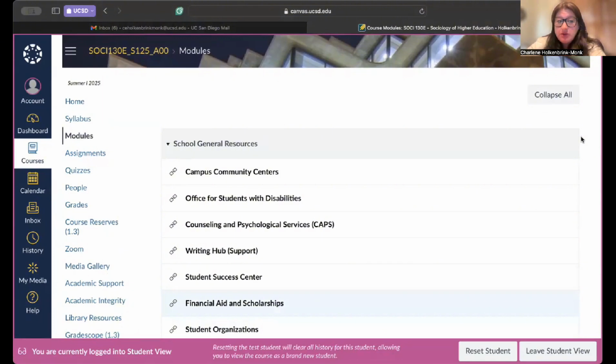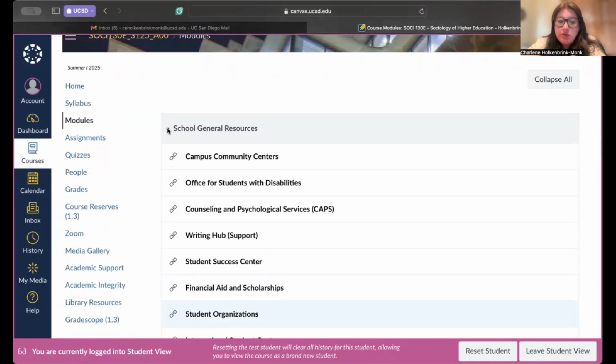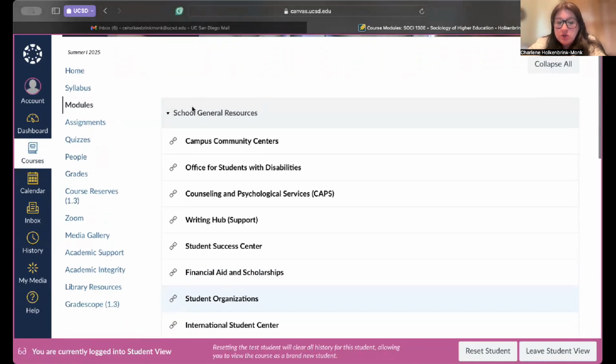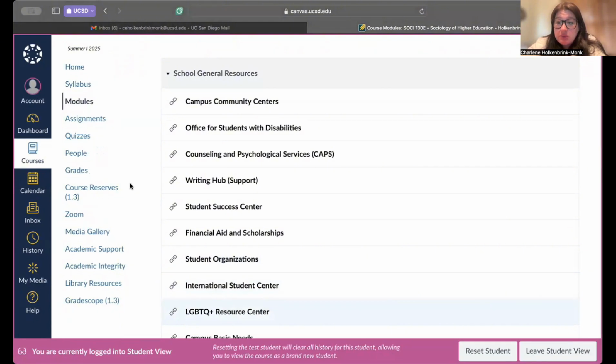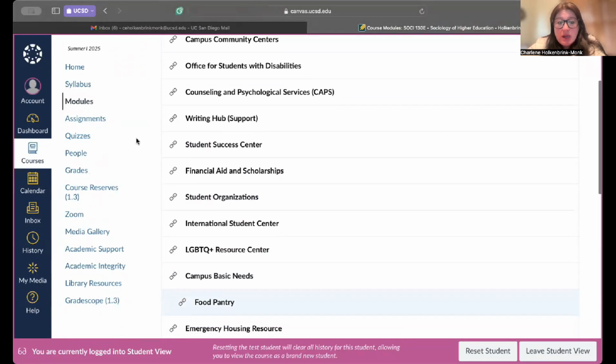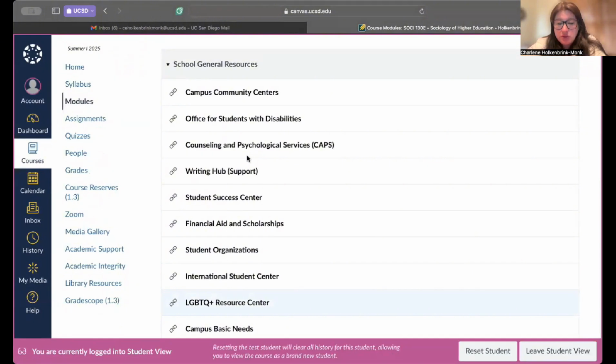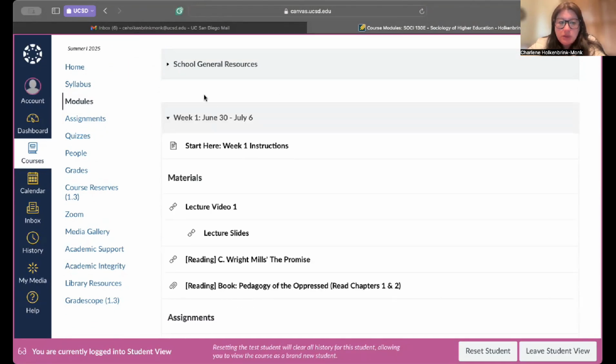So let's talk a little bit about how to navigate Canvas for this class. The modules will be the home page, and when you first log in, you'll see the school general resources. This has to do with campus community centers, the Office for Students with Disabilities, CAPS, the Writing Hub. So that's where you can go for writing support, Student Success Center. There's a wide range of things that are listed here for you. I'll also have the Zoom link posted for you, so that way you know where to meet if we have a one-on-one meeting or for office hours.